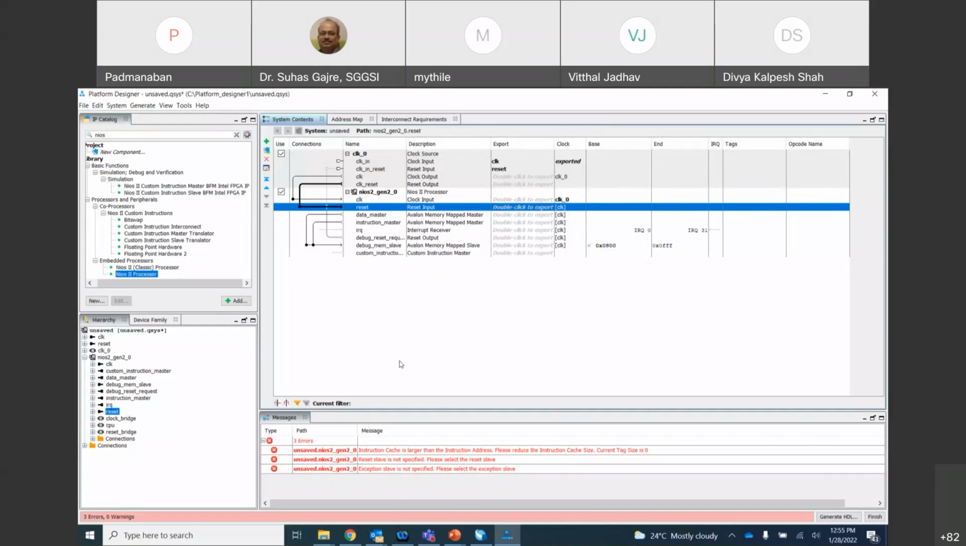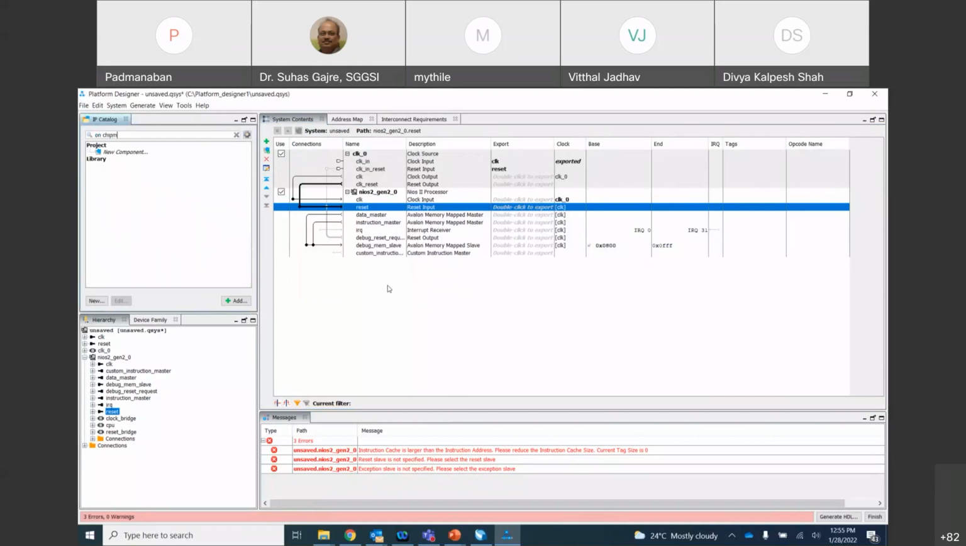Now, what is the next thing we need to do? There are some more errors. Okay, I will tell you how to solve them later. Not a big deal. Now, the next thing is we have to add some more components. I don't want only a processor. If there is a master, then I want a slave. So I can use some memory. On-chip memory is my slave.